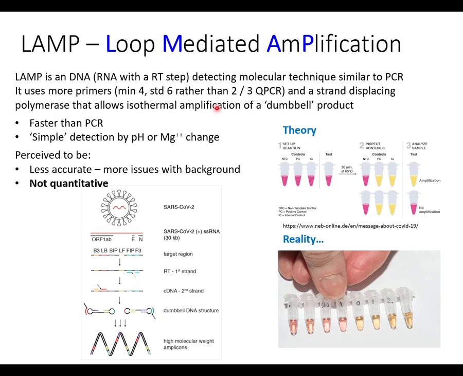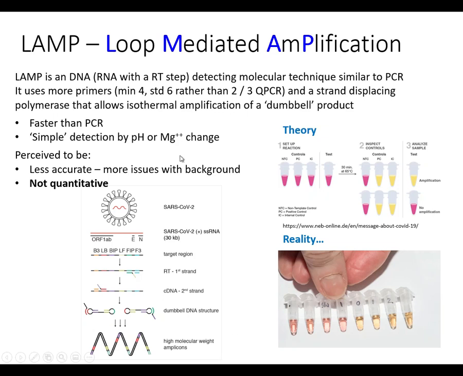Because it's isothermal, it doesn't require the heating and cooling steps that are necessary for qPCR. This makes it faster than PCR. And it has a simple detection mechanism by pH, because as you amplify your DNA target, every nucleotide you add releases a hydrogen ion into the solution, which makes it more acidic. You can therefore measure a positive result by a change in colour from a red colour at the normal alkaline pH to a yellow colour at the acidic pH that you get after you've made lots and lots of product.